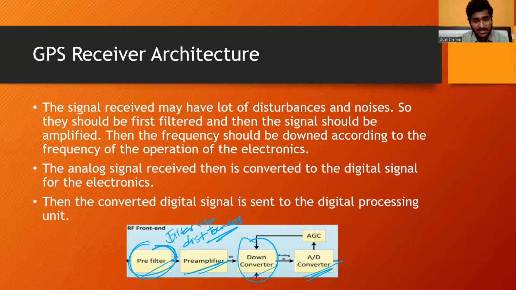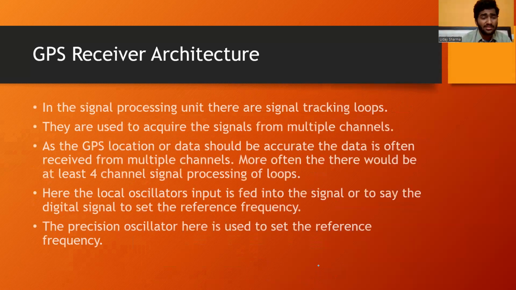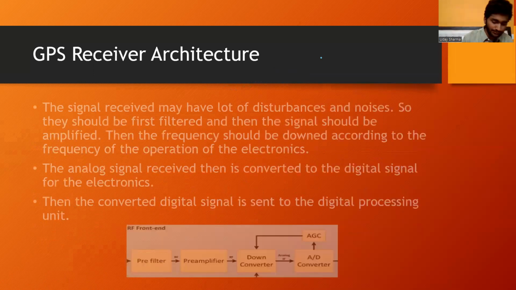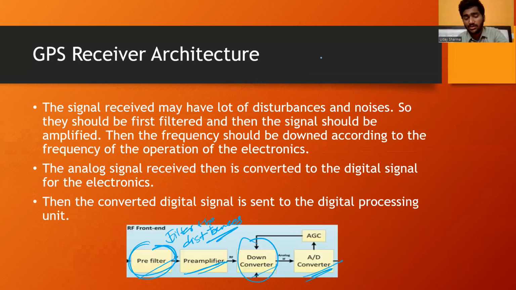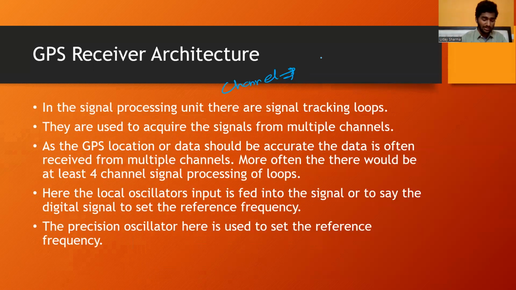The converted digital signal is sent to the digital processing unit. In this signal processing unit, there are signal tracking loops. They are used to acquire signal from multiple channels. A channel can be simply defined, in terms of communication, as a medium or way of transport of the signal. As we know here, this ADC converter sends this signal, and it is divided into different channels, which are media of signal transportation.